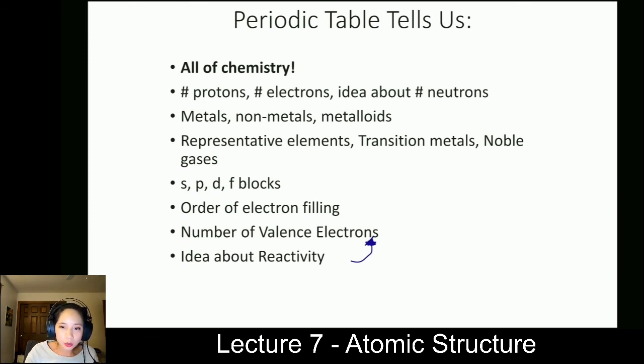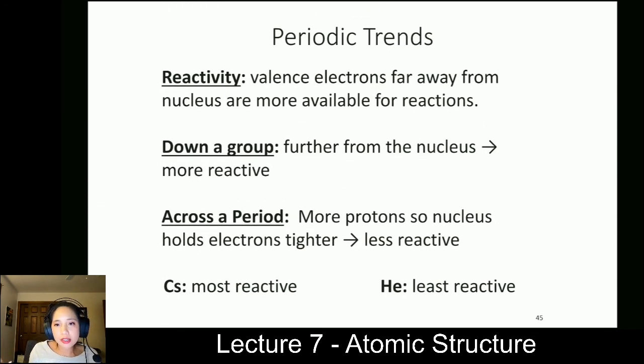I think this is the last thing that I want to talk about: the further you're away from a noble gas configuration, the more reactive that element is. So here are the trends based upon reactivity, which is based upon the number of valence electrons. Because valence electrons are the furthest away from the nucleus, they're the ones participating in reactions. So when you go down a group, the further you get away from the nucleus and that positive charge, the more reactive the element.